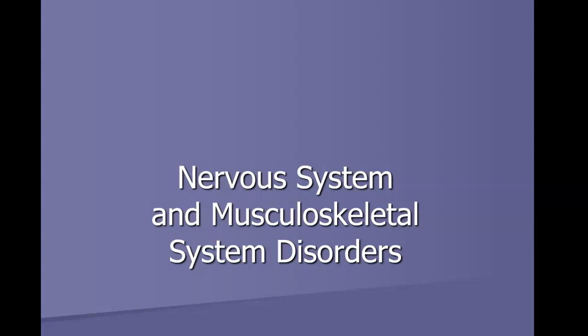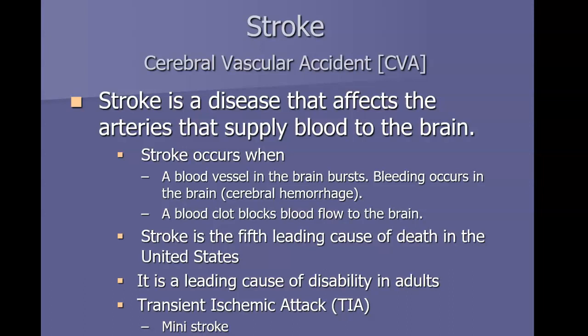Today we're going to be talking about nervous system and musculoskeletal disorders. So the first one we're going to look at is a stroke. It is also known as a cerebral vascular accident, or CVA. A stroke is a disease that affects the arteries that supply blood to the brain.